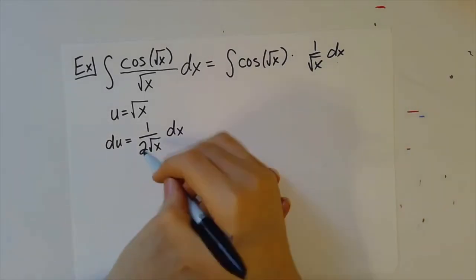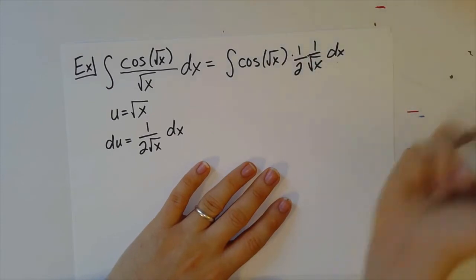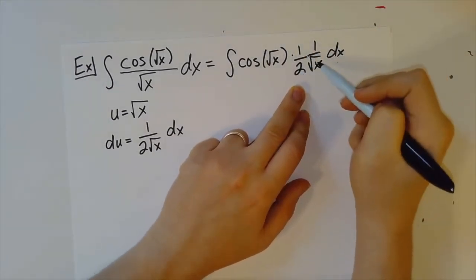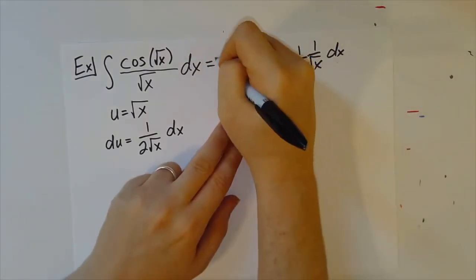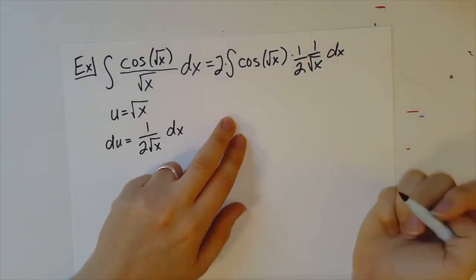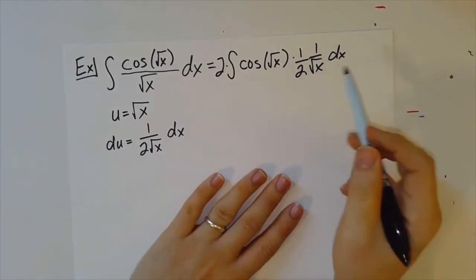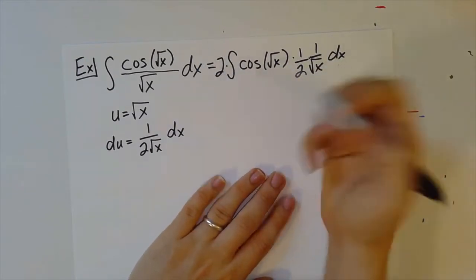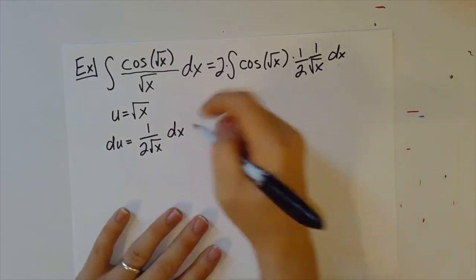Okay. But I need a 2 here, which means really I need a 1/2 here in order to make this a 1 over 2 square root of x. But if I want a 1/2, then I have to balance that out by multiplying by 2. Okay, so this is kind of the opposite of what we've been doing. We've typically been getting something like a 9 here and then paying for it with a 1/9 out front. Here we're buying a 1/2 and we're paying for it with a 2 out front.